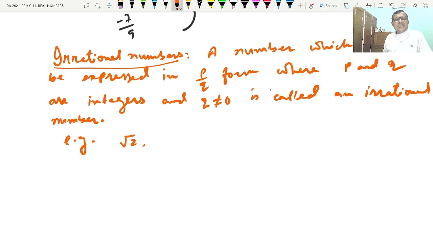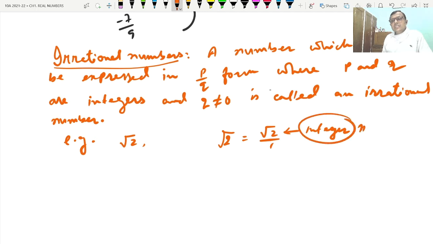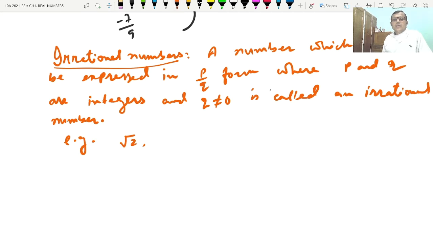For example, root 2. You cannot write this in p by q form. You may say root 2 can be written as root 2 by 1, but is it an integer? No, root 2 is not an integer. So this is not a rational number. Similarly, root 5. Now can you tell me whether root 4 is rational or irrational? Root 4 is 2. So is it irrational? This is rational.